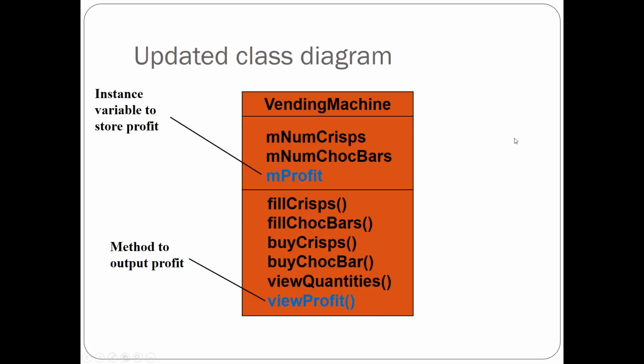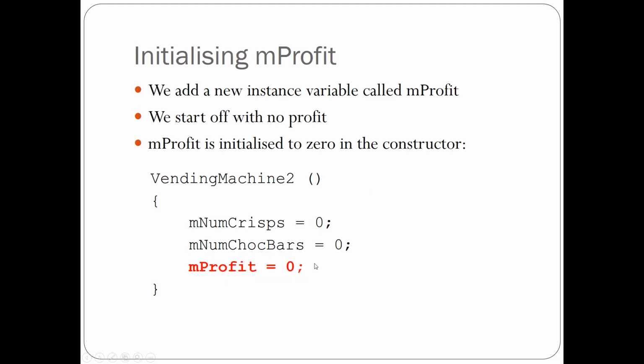So what we've got now is a slightly amended class diagram from the one that you first saw. We've got an instance variable which is going to keep track of how much profit the machine's making, and we're going to have a method that we can call to see how much profit has been made by the machine so far. So we have to add a new instance variable called mProfit, and we're going to initialize it to 0 in the constructor. So it's going to look like that.